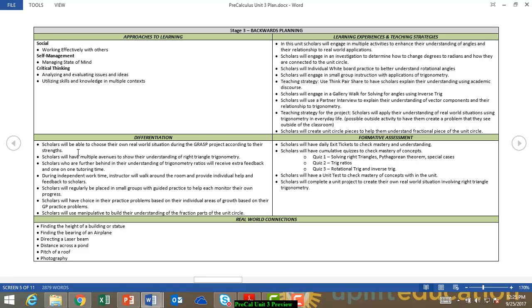Some differentiation for this unit. You could create a GRASP for the project so that highlights their strengths. Have them show different ways of solving for a right triangle. There are multiple different trig functions, so they can do different paths when they're solving each problem. They don't always have to take the same path, but maybe have the scholars come up with their own paths.